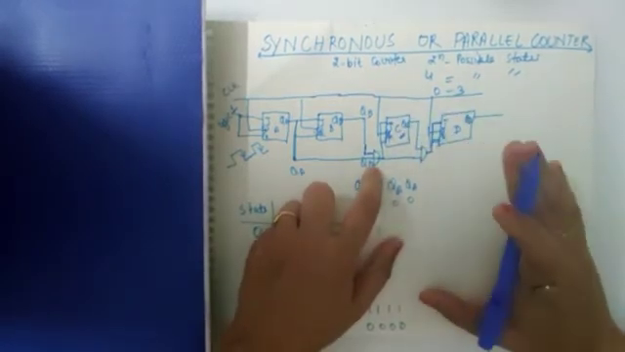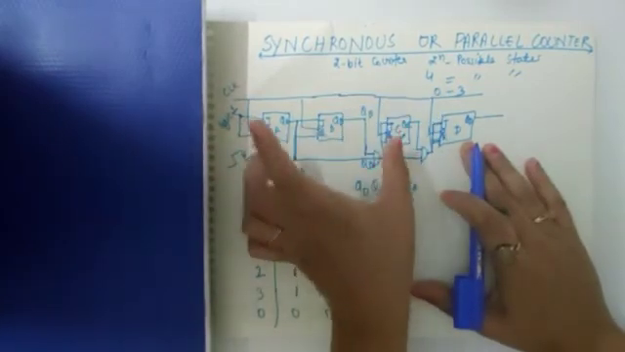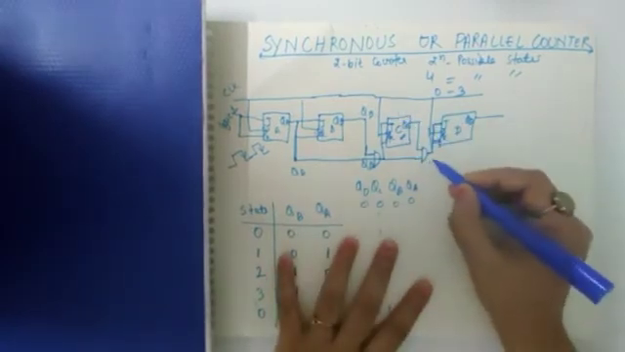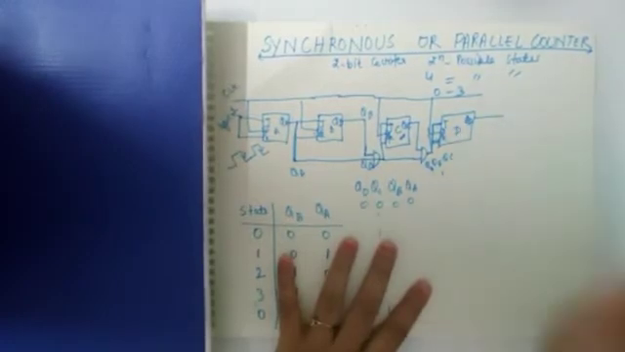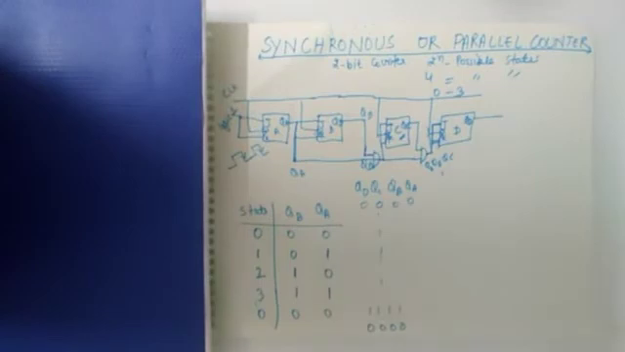In the same way, the fourth flip-flop input is the combination of QA, QB and QC. When all these three are 1, that is QA dot QB dot QC, then only the JK input will become 1, and then only the fourth flip-flop will trigger. So this is the general procedure.